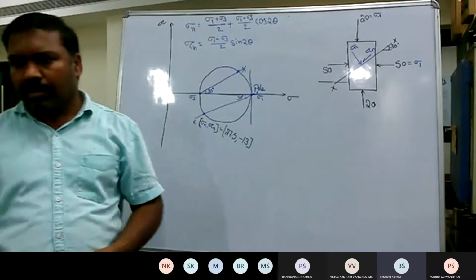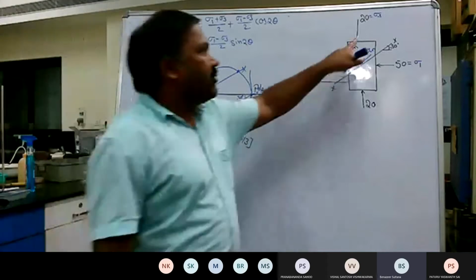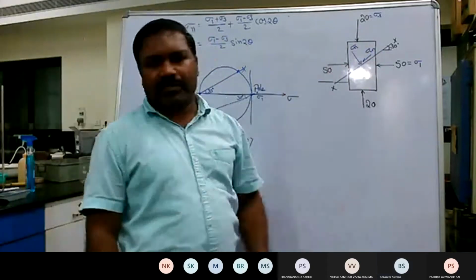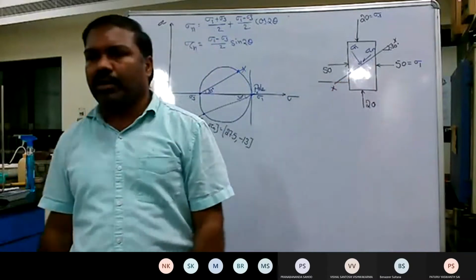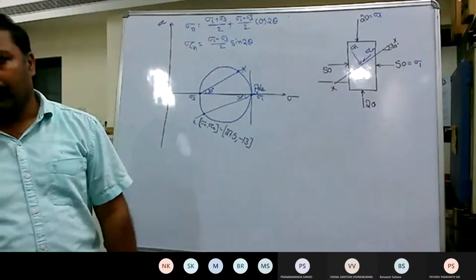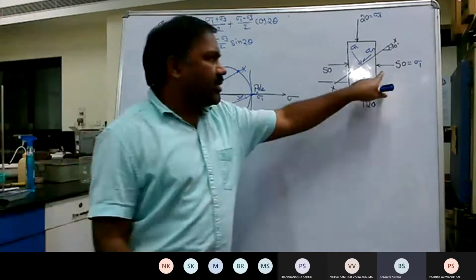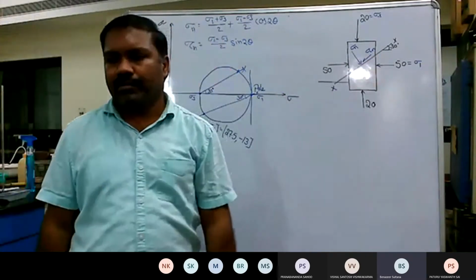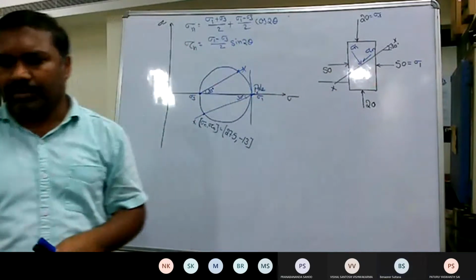Sir, I'm still confused. Why is the pole at theta 1, sir? See, where is the major principal axis and where is the minor principal axis? Your pole is always corresponding to the major principal axis. Okay, sir. So here the major is in the vertical plane. So that's why the pole will be at sigma 1, not at sigma 3.